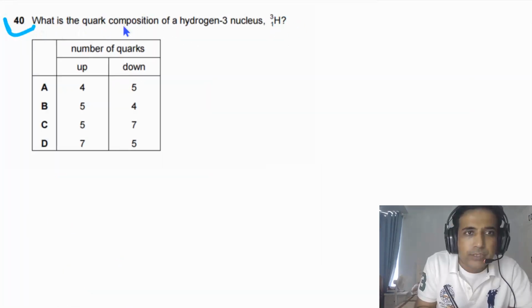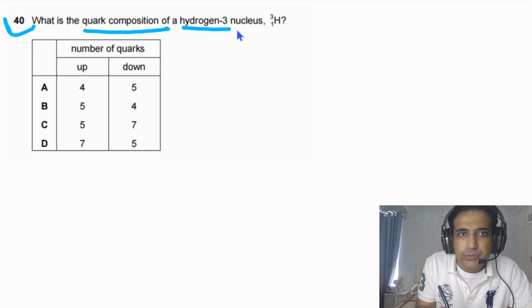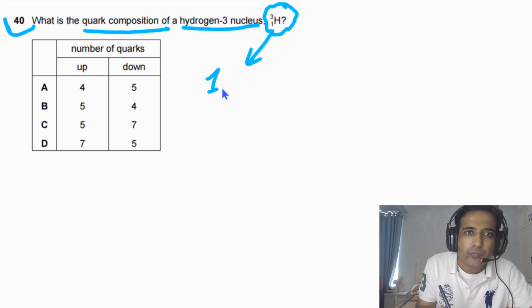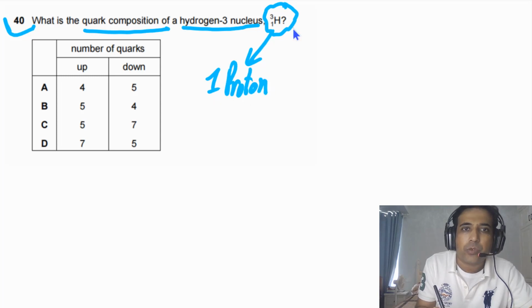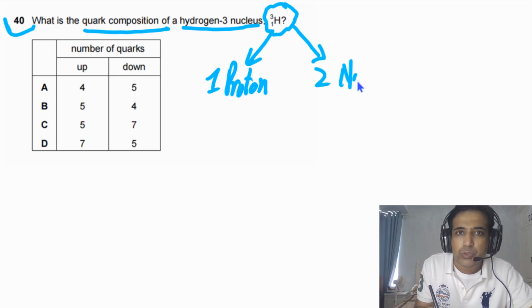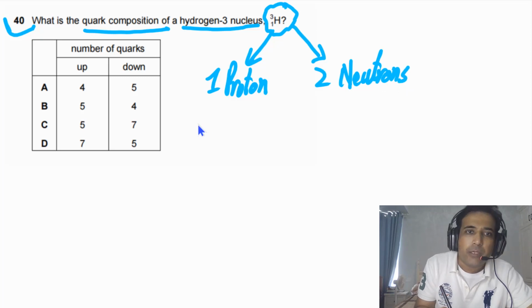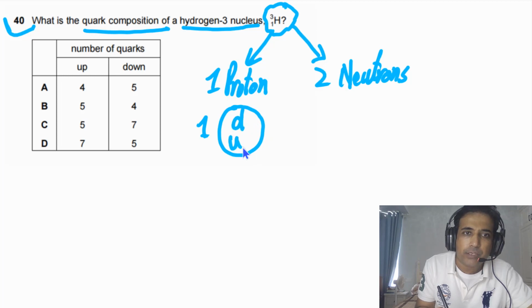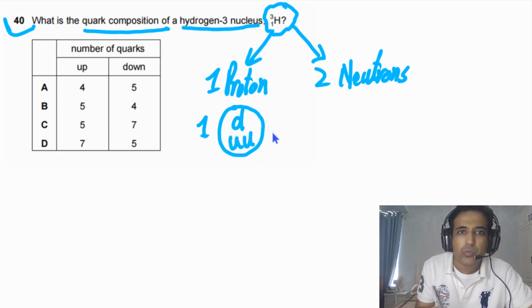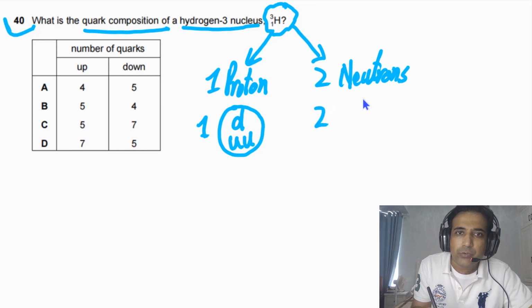Question 40 says, what is the quark composition of a hydrogen 3 nucleus? So this is our nucleus. This nucleus consists of one proton and two neutrons. One proton has two up quarks and one down quark. And one neutron consists of one up quark and two down quarks.